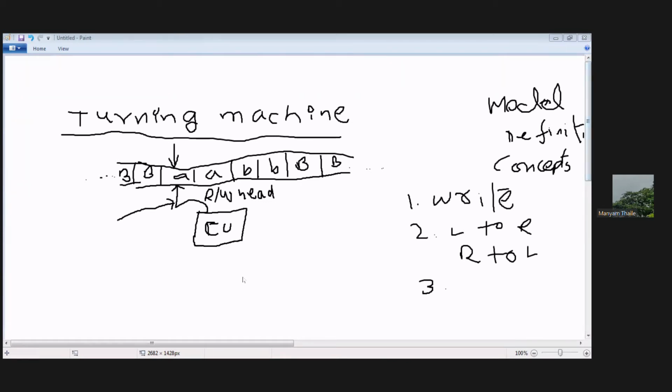We will see how and when the stack is required. In coming classes we will see how we are going to take this stack. Generally, this is the model of the Turing machine.